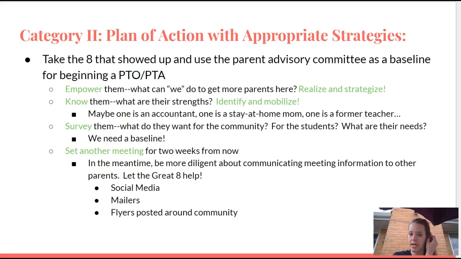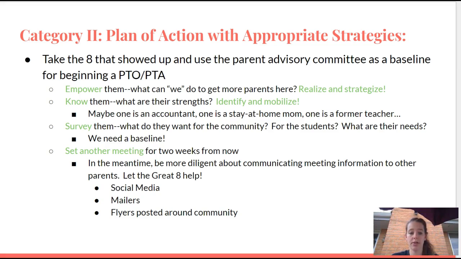So the plan of action that I would come up with, if this were me as the assistant principal, is I would take the 8 that showed up at the meeting and use the parent advisory committee as a baseline for beginning a PTO or PTA, with that being the ultimate goal. So I would try to empower them: what can we as a group do to get more parents here, so we realize our strengths and strategize about them.